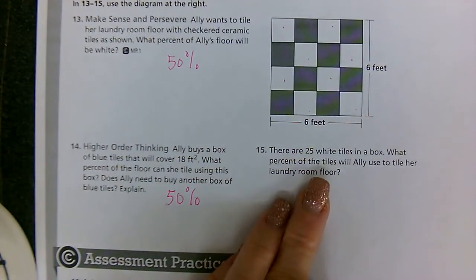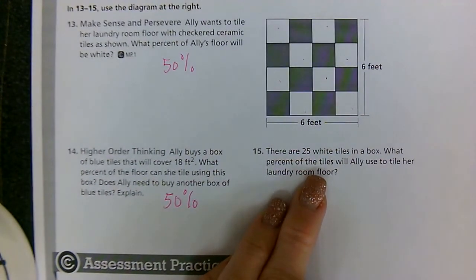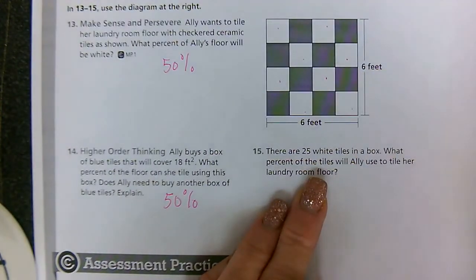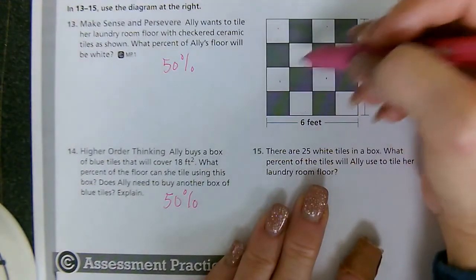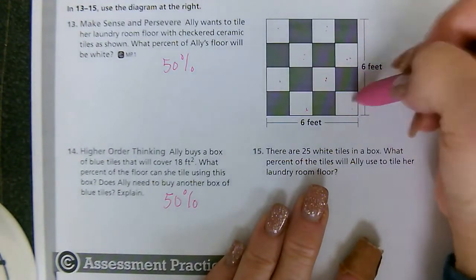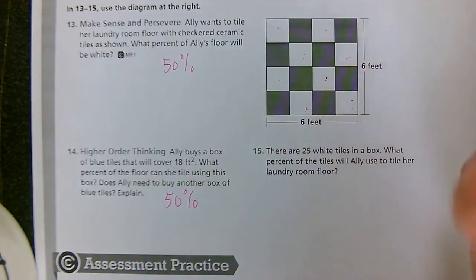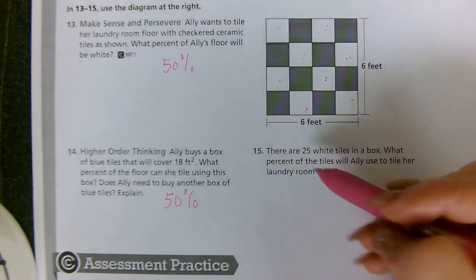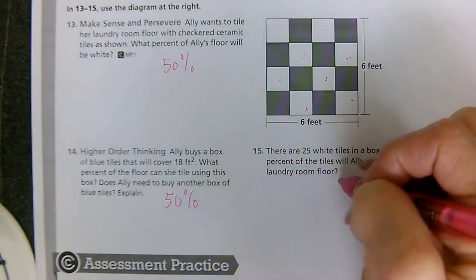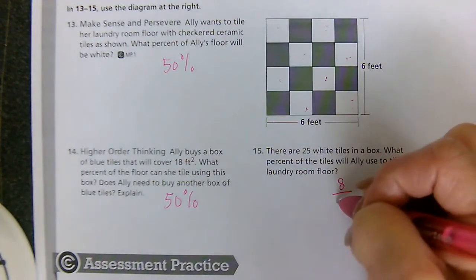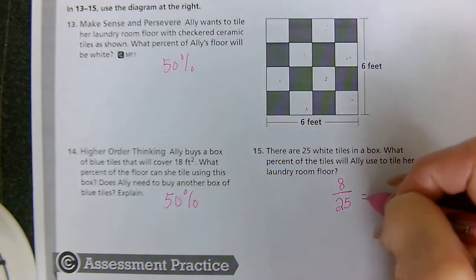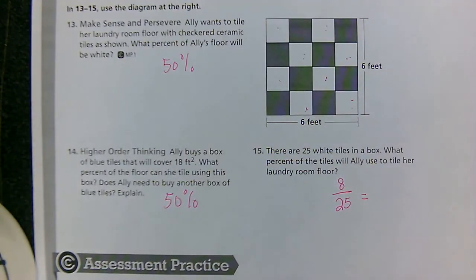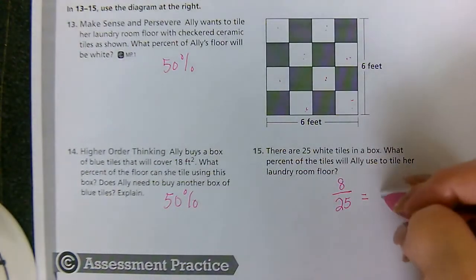It says there are 25 white tiles in a box. What percent of the tiles will Allie use to tile her laundry room floor? Well, let's go back up to this picture again, and we notice that it needs 1, 2, 3, 4, 5, 6, 7, 8 tiles that are white for her floor, and she has a box of 25. So we need to know what percent 8 out of 25 is. Okay, so you could do 8 divide 25 times 100. How you do it, you're going to find that it is 32%.